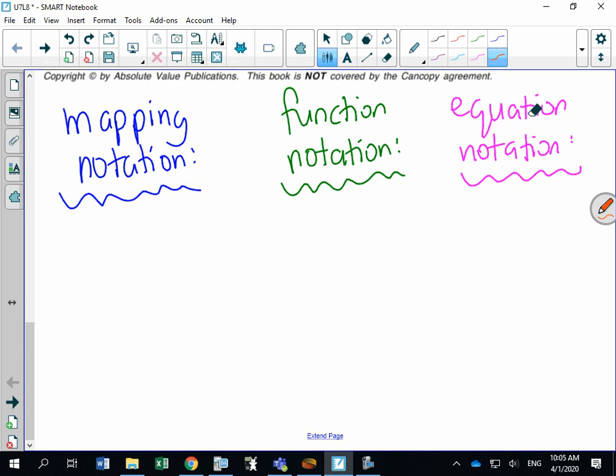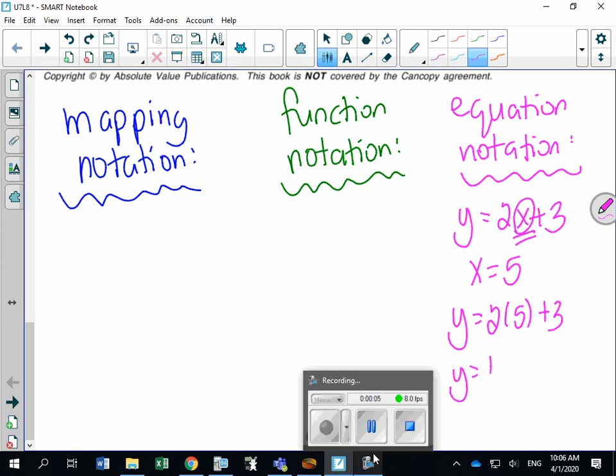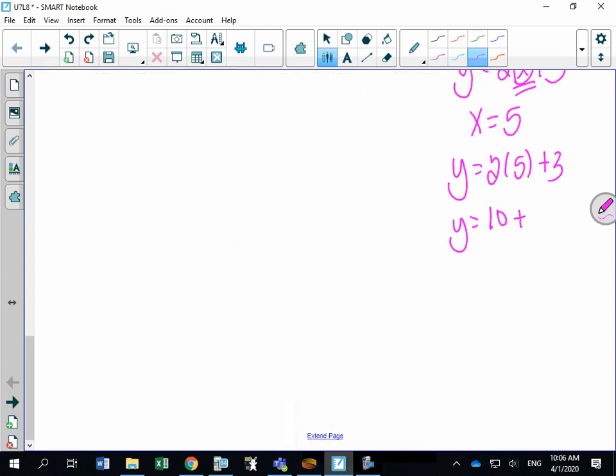And it's something called equation notation. So equation notation is always written in the form of y is equal to, and then I'll give you an equation. So for example, 2x plus 3. From this, if I said to you, okay, I want your input or your x value to be 5, what would your corresponding output be? You would say, no problem, that's easy. Wherever I see an x, I need to put in the value of 5. So y is equal to 2 times 5 plus 3. Y is equal to 2 times 5 is 10 plus 3. Y is equal to 13.